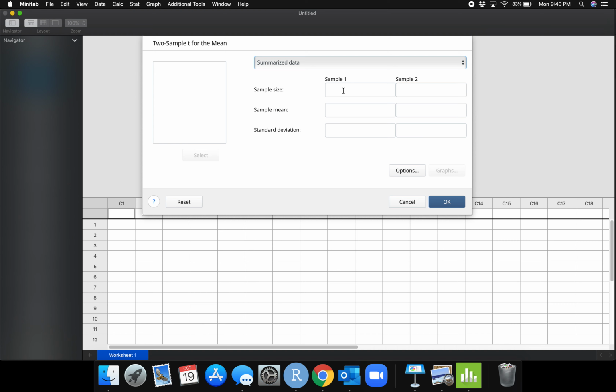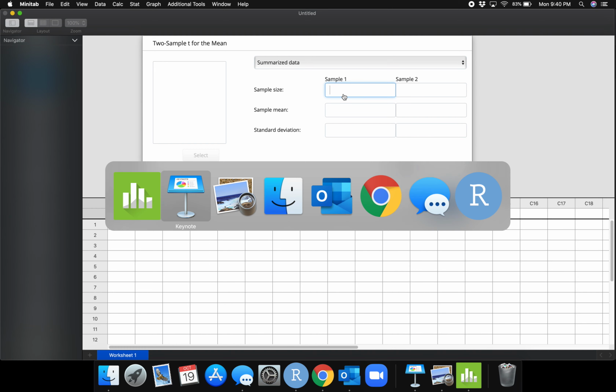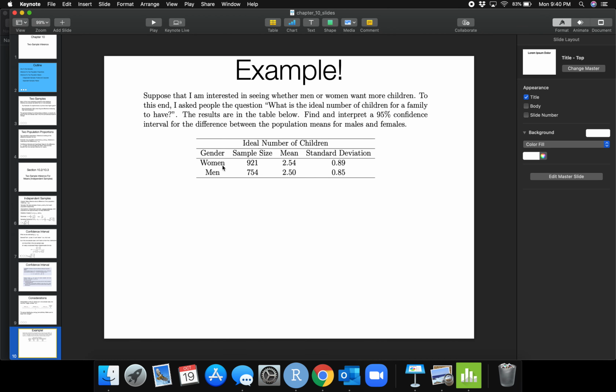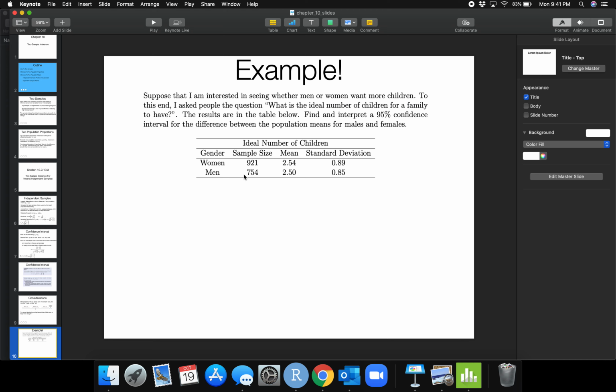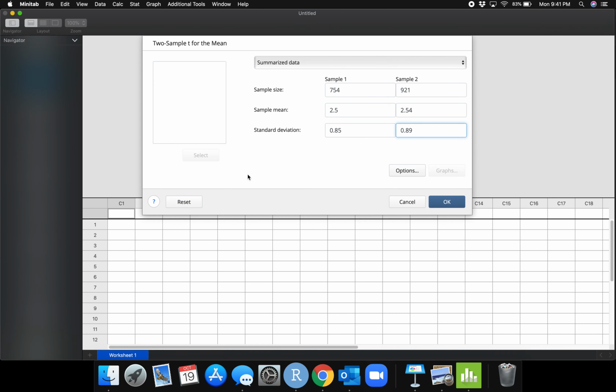Sample 1 was men. Okay, and so I'm going to flip back and forth very quickly here, so don't mind me. For men, it was 754. That was our sample size. And for women, it was 921. The sample mean for men was 2.5, and the sample mean for women was 2.54. And then the standard deviation for men was 0.85, and the standard deviation for women was 0.89. Okay, and that seems to be right there. So there I've entered my data.